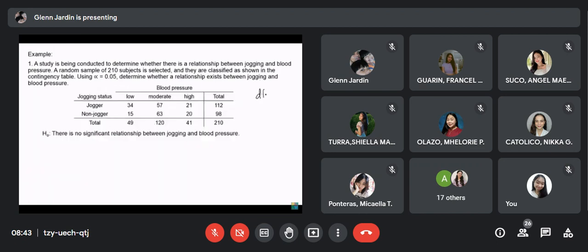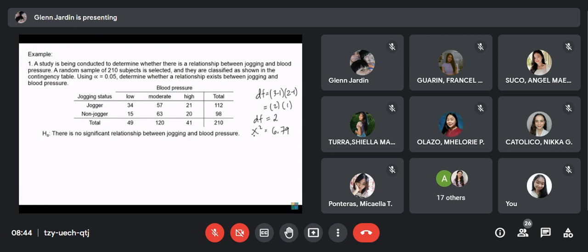So, ang DF natin is number of column. We have low, moderate, and high. That's 3 minus 1 times number of rows, jogger and non-jogger. So, 2 minus 1. So, 3 minus 1 is 2. 2 minus 1 is 1. 2 times 1 is 2. So, ang DF natin ay 2. Tapos, ang x square value natin is 6.79.